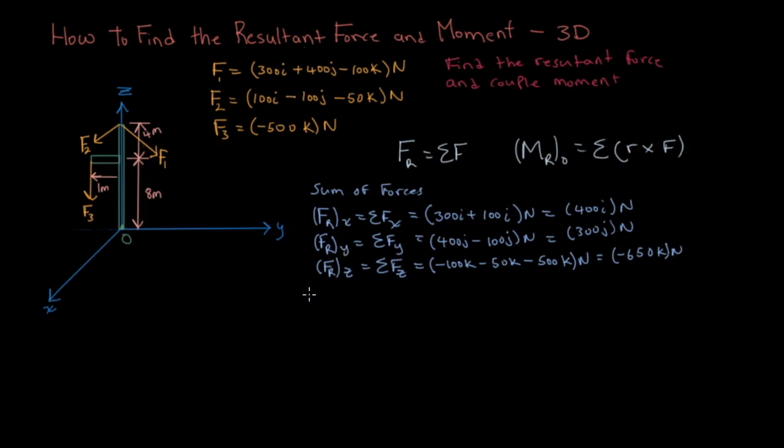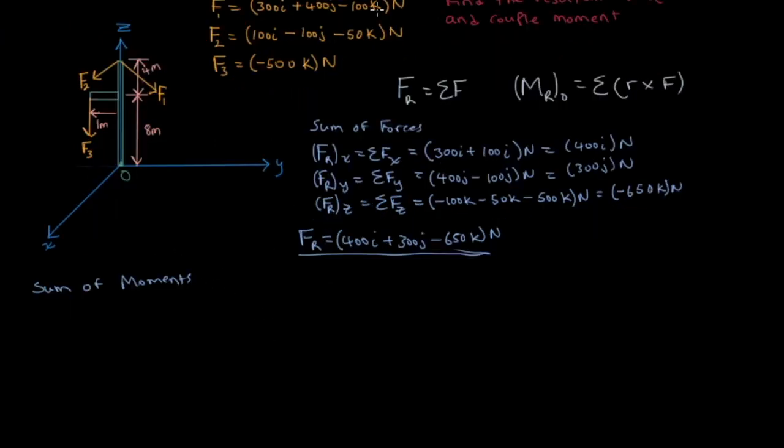So when we write our final answer, our resultant force Fr is going to be equal to 400i plus 300j minus 650k newtons, and that would be the answer for the sum of forces. So as you can see here, when it's already in Cartesian vector form, it makes our answer that much easier.